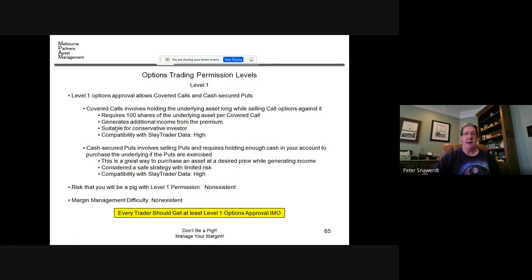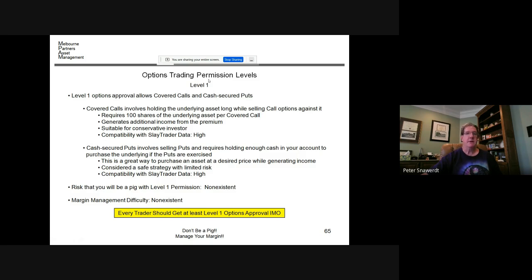Options trading permission levels. This is what you get assigned by your broker. I'm giving you what E-Trade has. I'm certain there's something different for Schwab or Fidelity or Interactive Brokers or Tasty Trade or whoever your broker may be that gives you options trading permissions, but they all are basically the same. The levels that I'm using are just what's associated with E-Trade, who's my broker.